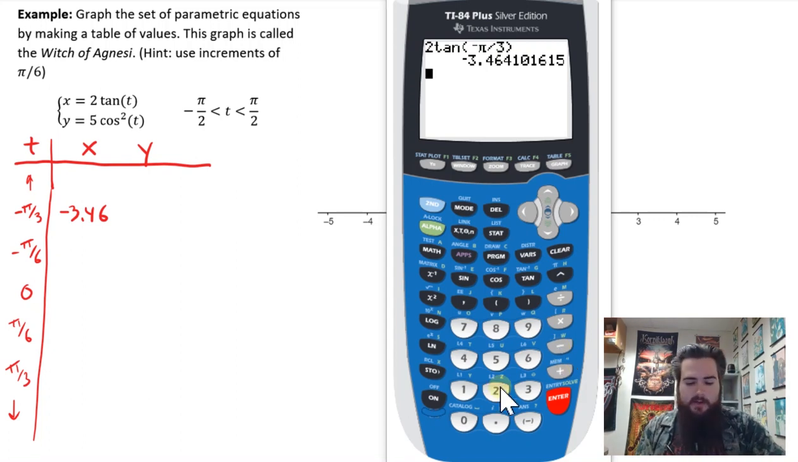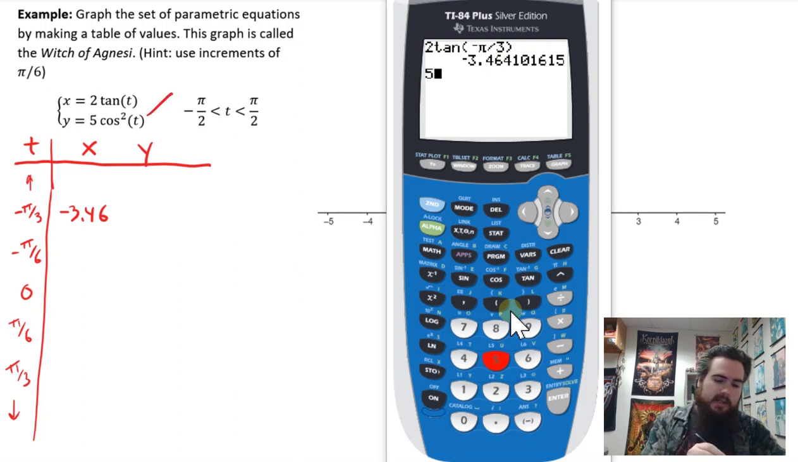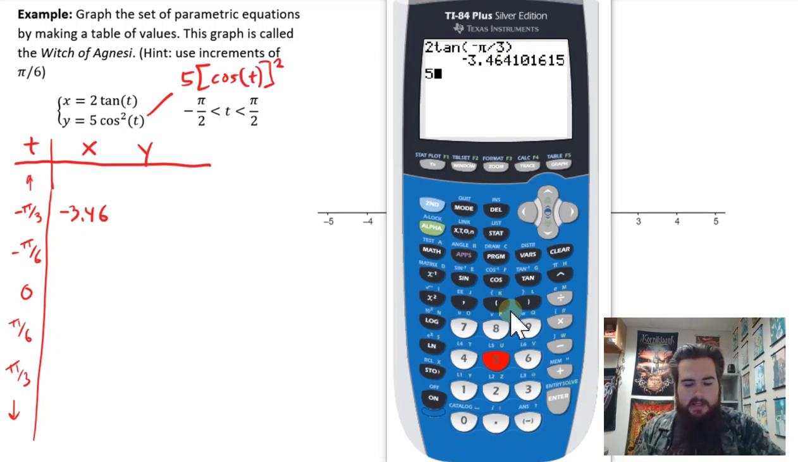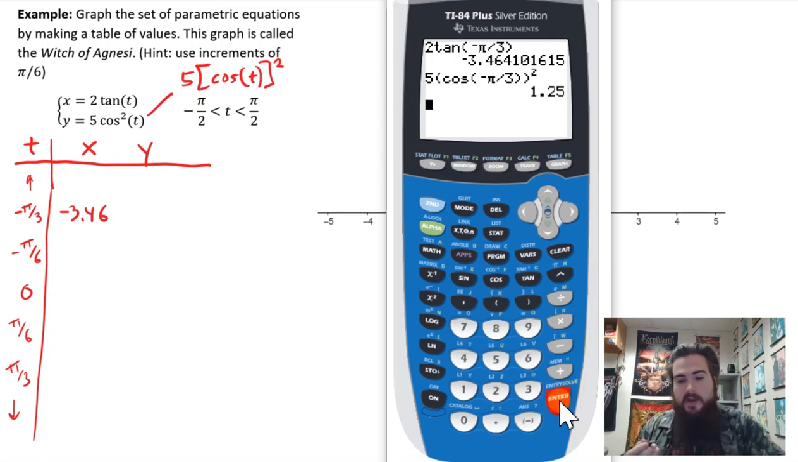For cosine, though, that'll be 5. What this means with the square is that we are taking 5 cosine of t, and cosine of t is being taken to the second power. So if I use parentheses appropriately for that, that'll be cosine of negative pi over 3, and that is being squared, which is really just 1/2 squared, or 1/4. So this is 5/4, or 1.25.